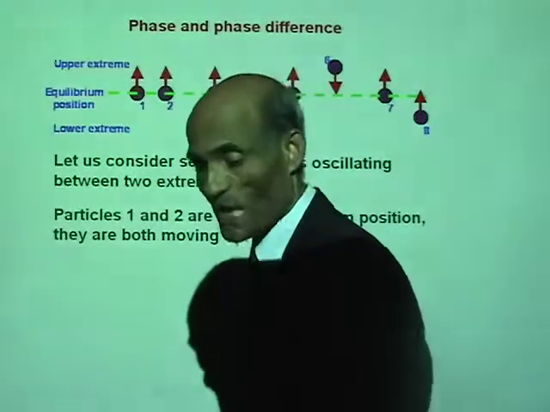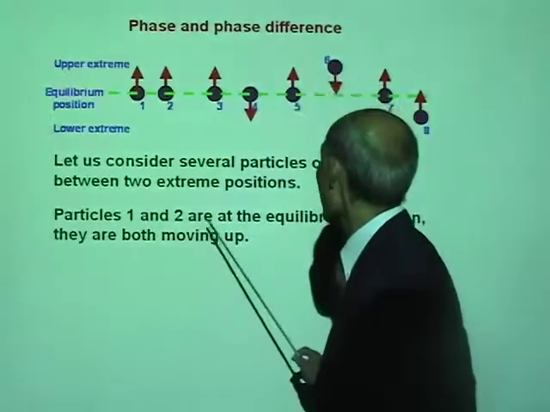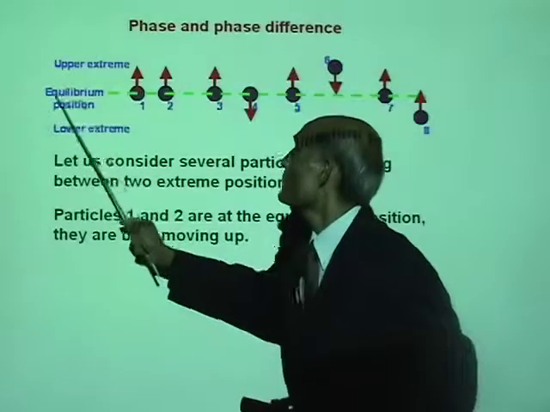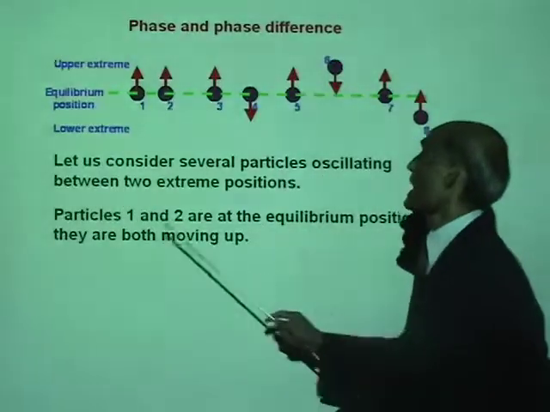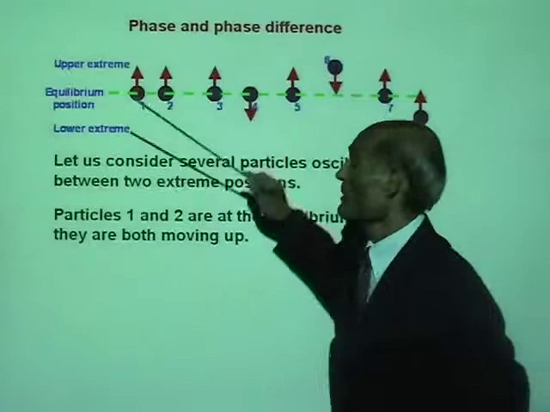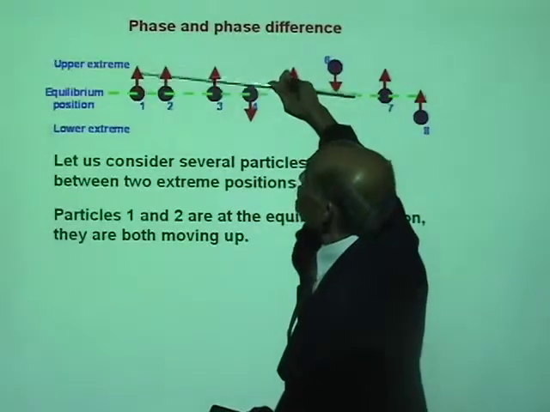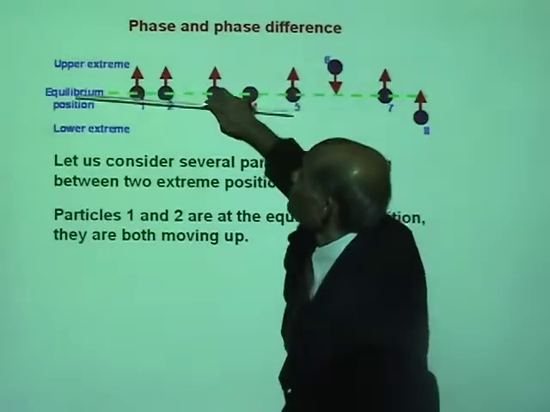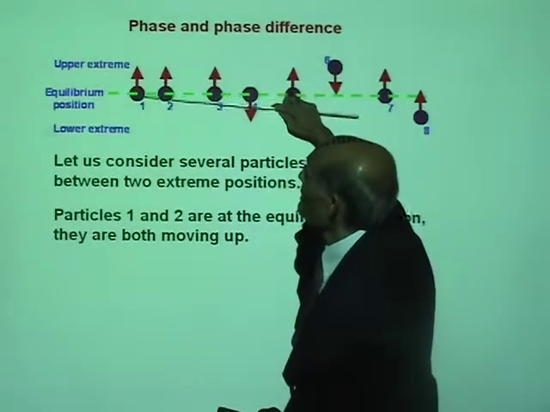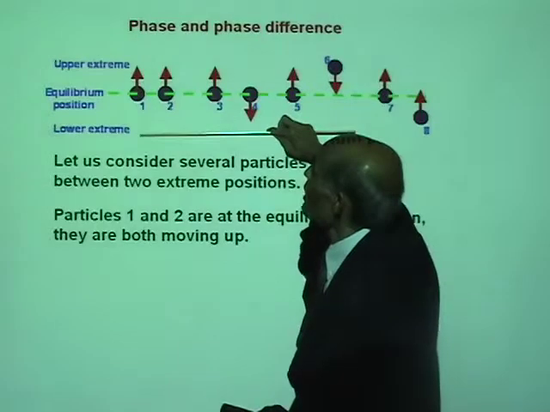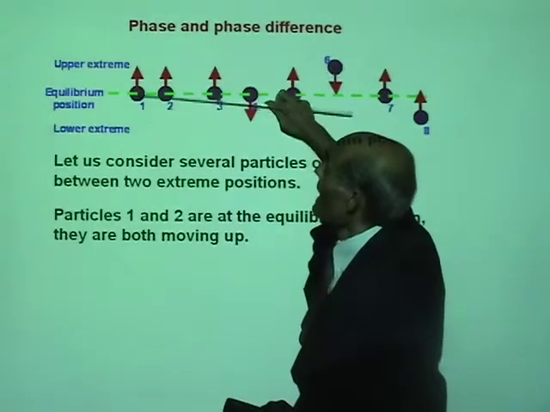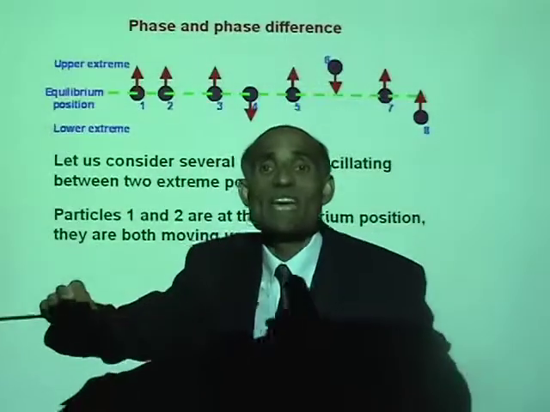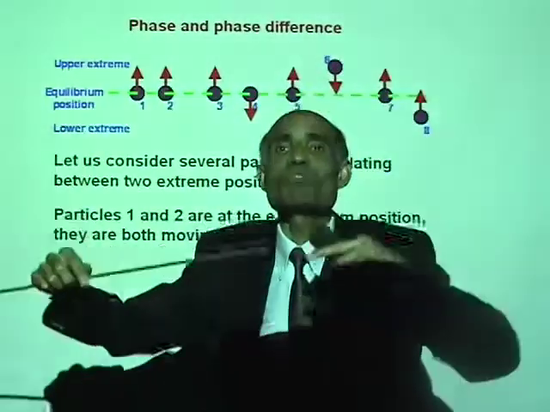Okay. Now particles 1 and 2 are at the normal position. We call it the equilibrium position. And they are both moving up. That means they will both reach the upper extreme together. They will both come back to the equilibrium position together. They will both reach the lower extreme together. And they will come back to the equilibrium position together. We say they are in phase.